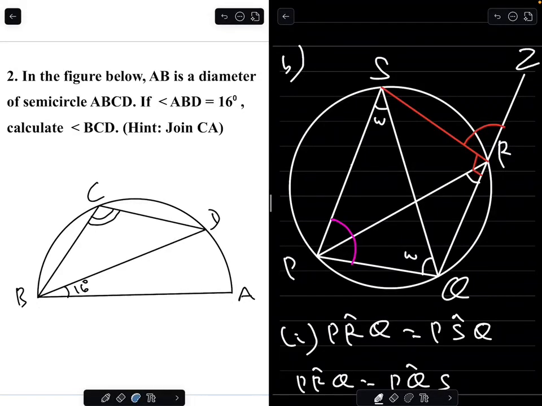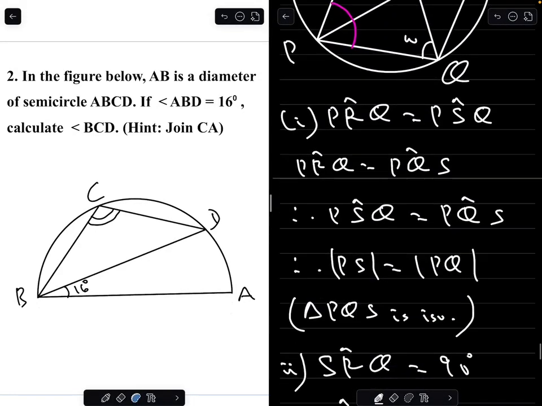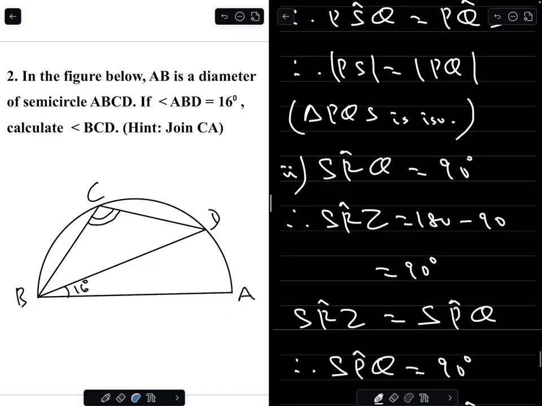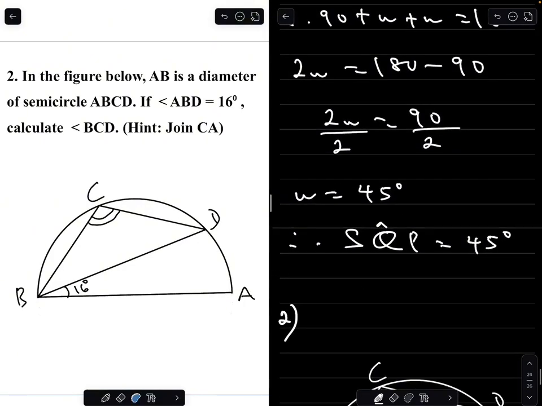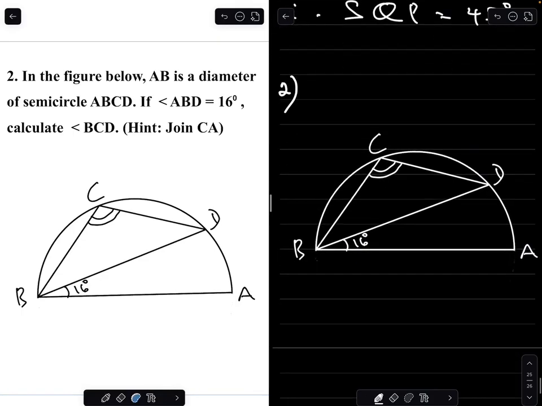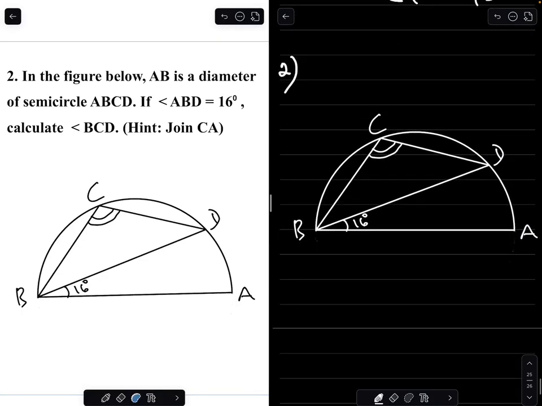Now, number 2, and this is the figure. In the figure below, AB is the diameter of semicircle ABCD. If angle ABD is equal to 16 degrees, calculate angle BCD. Join C to A. We want to find this angle BCD. They said we should join C to A.